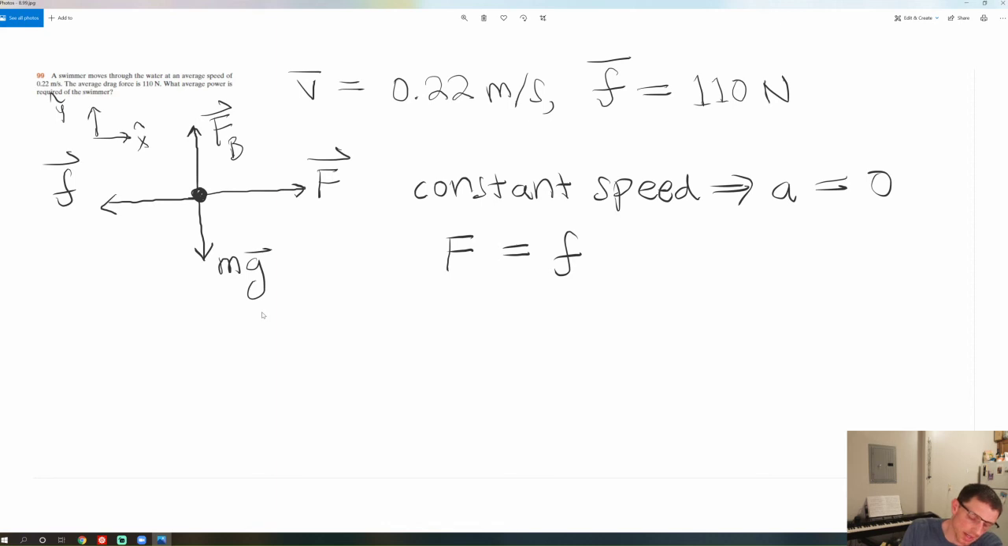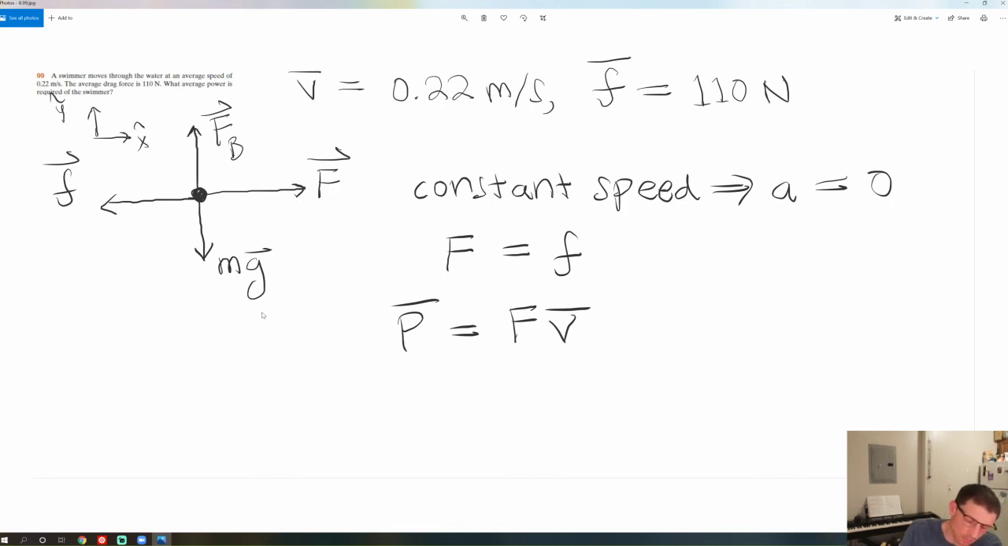And so we can just identify the average power in this case to be the force that he applies, or she applies, I guess, or they apply, doesn't really matter, times the average velocity. And so I don't know why, I'm just imagining Michael Phelps, okay? That's all there is to that.